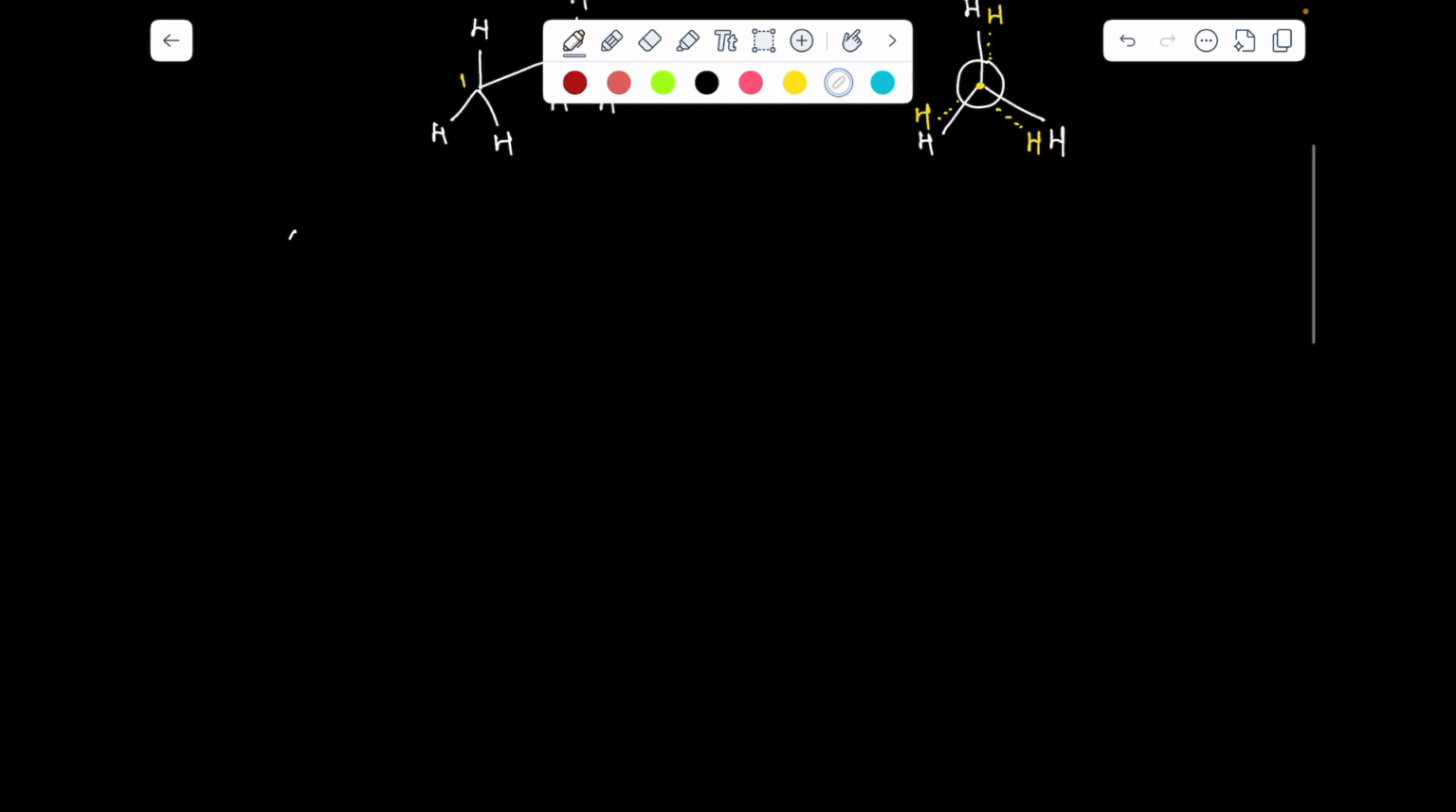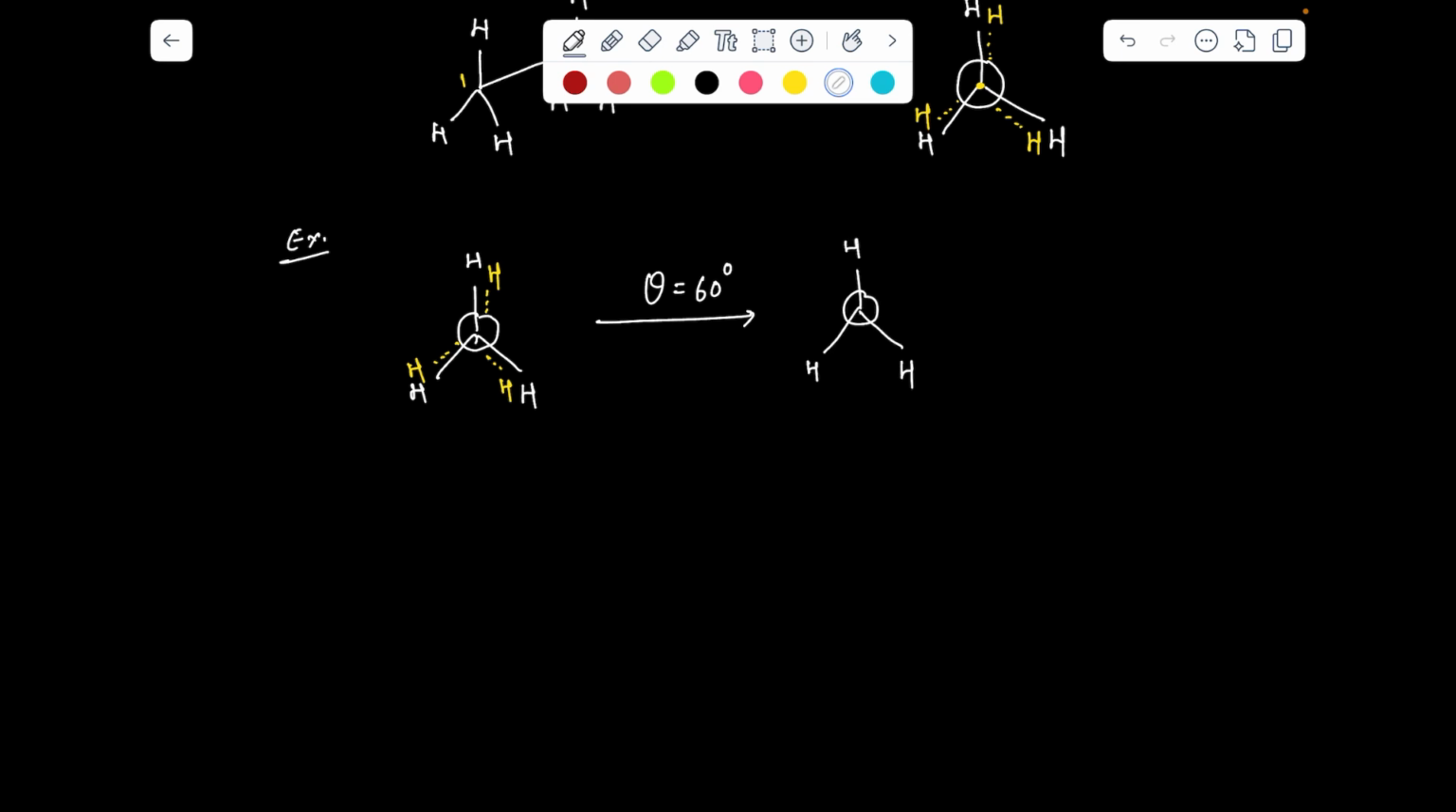For example, if I am taking the Newman projection and rotating by any theta degree, let's just assume 60 degree, then the first carbon will be as it is, and the second carbon's hydrogens will change place and rotate by 60 degree. This angle by which we are rotating is called the dihedral angle. In general we could say it is the angle between the first carbon and second carbon hydrogen. It's an angle between the CH bond on the front carbon atom and the CH bond on the back carbon atom in Newman projection.